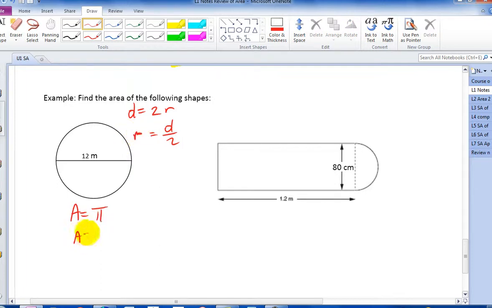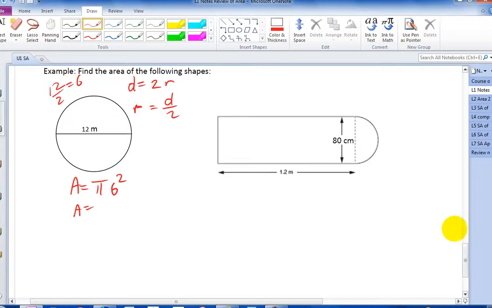So area equals 6 squared. Right? 12 divided by 2 equals 6. So what's 6 squared? What's 6 times 6? So what we do is we just simply write this as 36 pi. Okay, so 6 squared equals 36. So then we write it as 36 times pi. We actually don't do the multiplication. Then we could do some more cool things with it later, by working backwards with algebra.